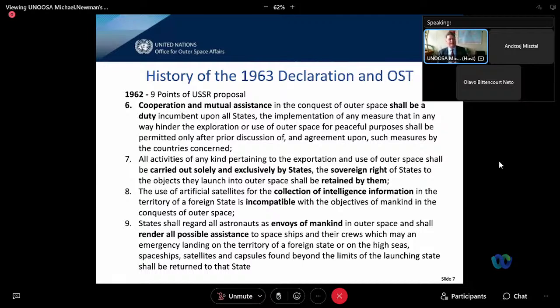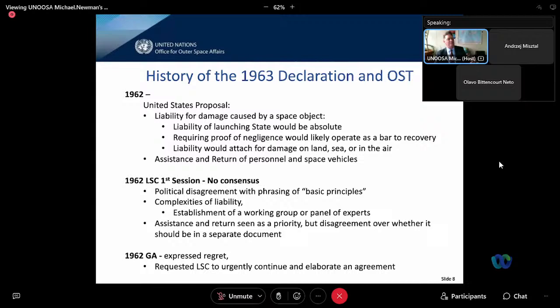And of course, there were some issues of language and a bit of a political flavor that could not be agreed on necessarily. But let's look at the United States proposal. It was really related to liability for damage and assistance in return of personnel and vehicles.